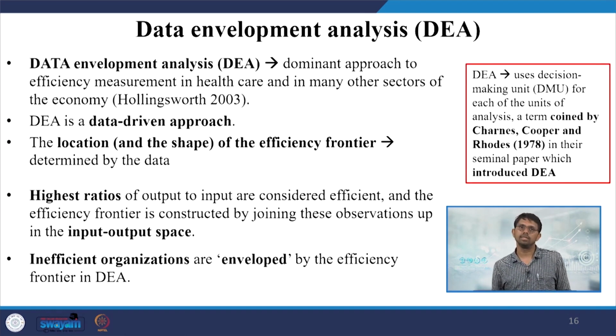DEA uses the DMU, that is, the decision making unit, for each of the units of analysis, and this term was coined by Charnes, Cooper and Rhodes in 1978 in their seminal paper which introduced DEA.